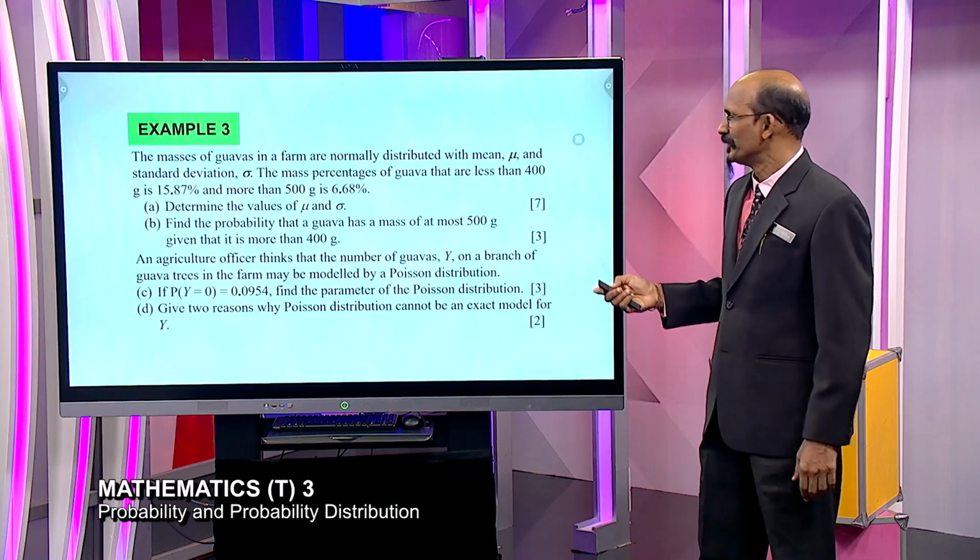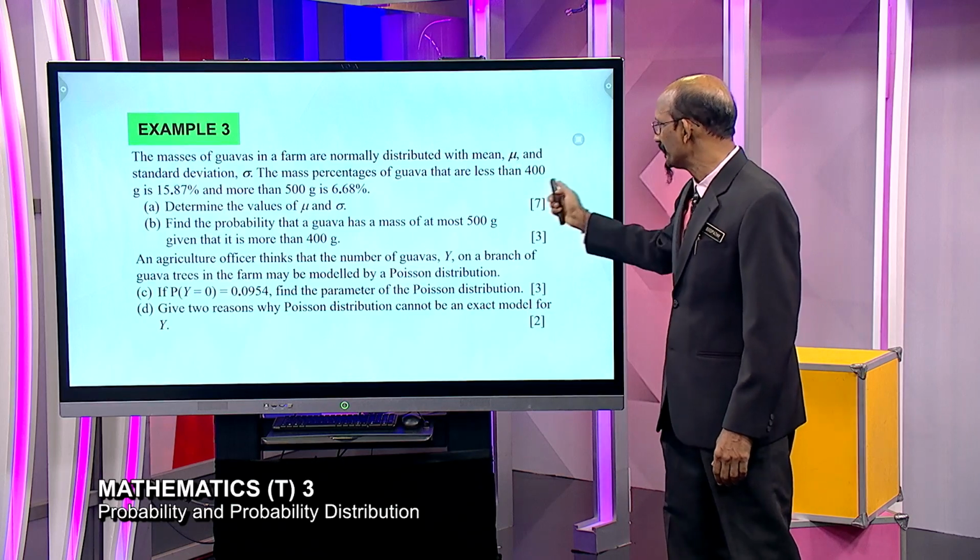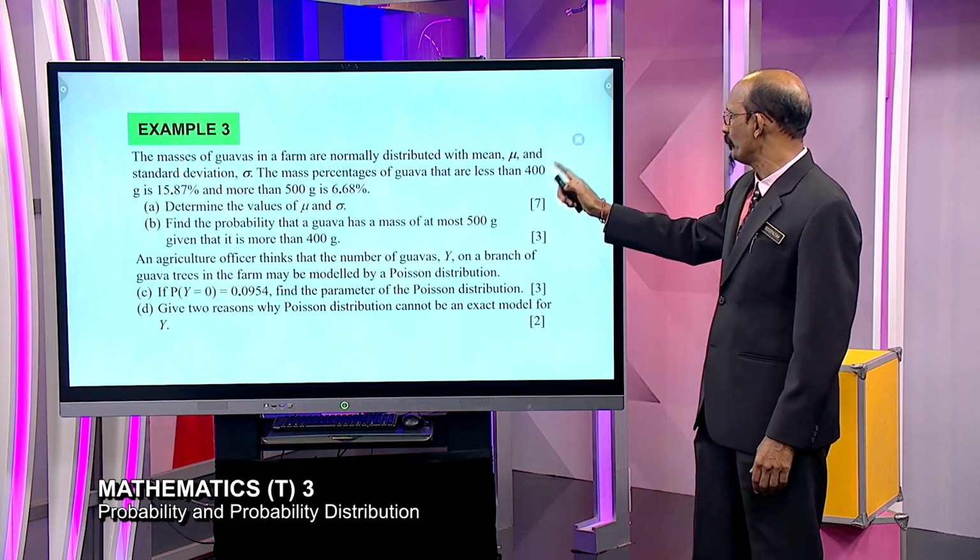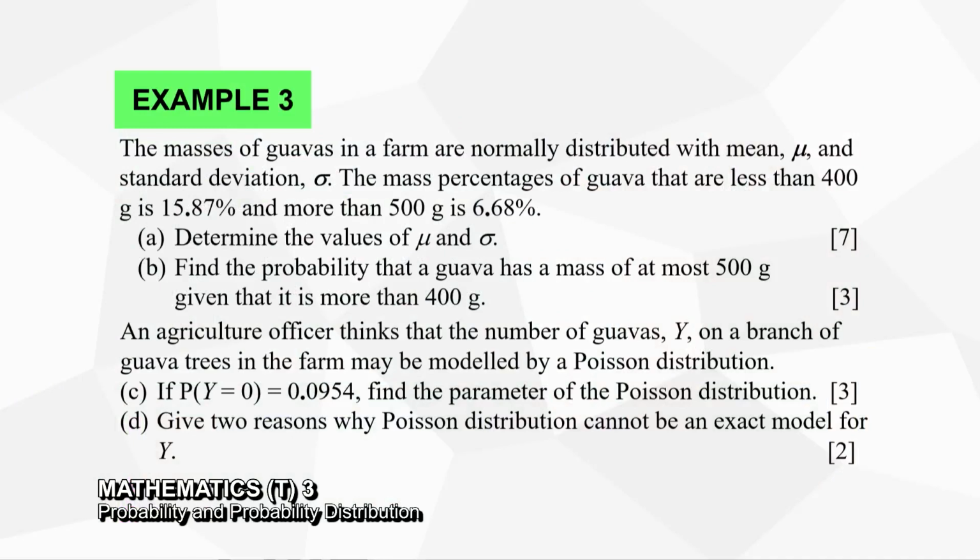Wow. Okay. So the mass of guava, okay, is given something like that. So the percentage of guava that are less than 400 gram is 15.87%. More than this one is 6.68%. Okay. So determine mu and lambda, and find the probability that a guava has a mass at most 500 gram, given that it is more than 400 gram. And then in the next part, there is one officer, he goes and does something.